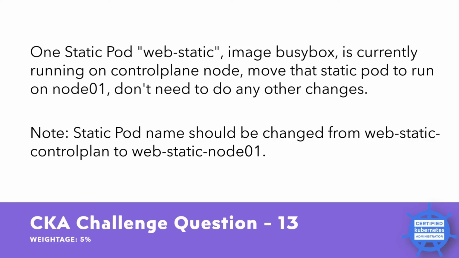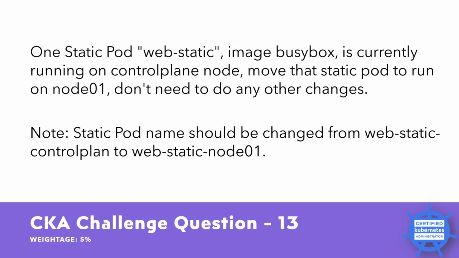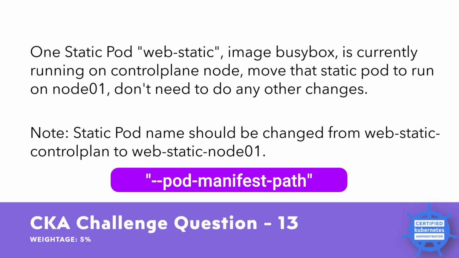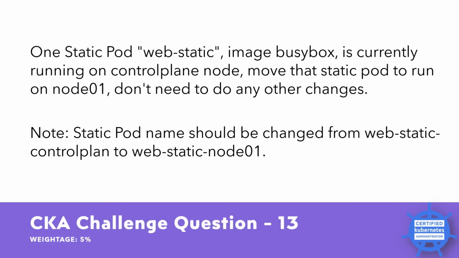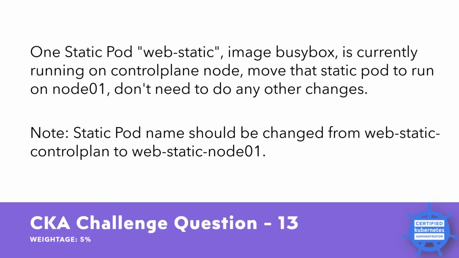To move the static pod, the person needs to perform the following steps. Identify the location of the YAML file that defines the static pod. The file should be located in the directory specified by the --pod-manifest-path option in the kubelet configuration file. By default, this directory is /etc/kubernetes/manifests. Copy the YAML file to the same directory on the target node, which is, in this case, node01.